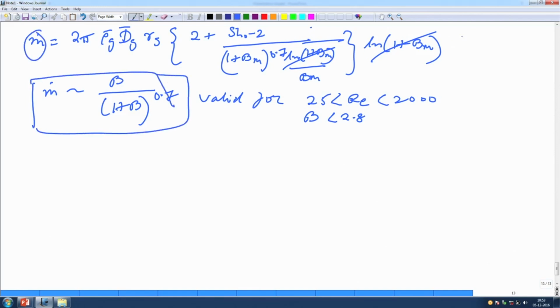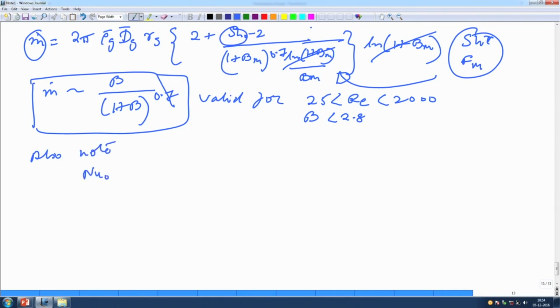This comes from substituting the value of m dot. We have substituted for Sh star and F_m. These two have been substituted here. That is how we got this expression. Now also note, because we still have these two numbers which are unknown, Sh_0 and Nu_0, the Nusselt number and the Sherwood number, that those are given by standard correlations.